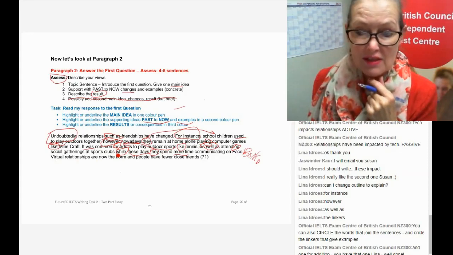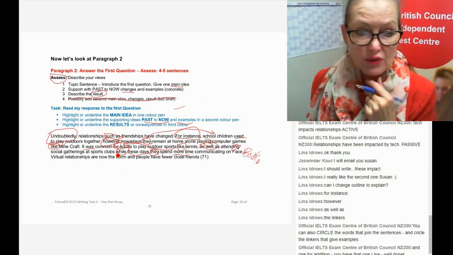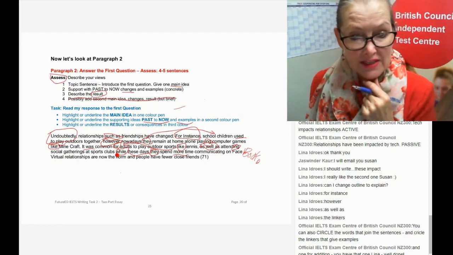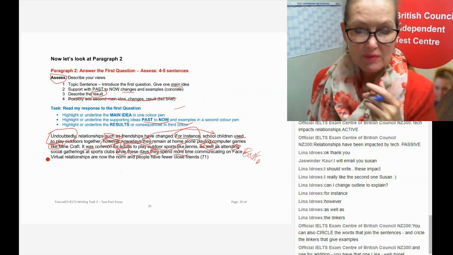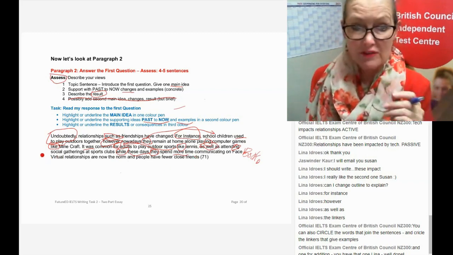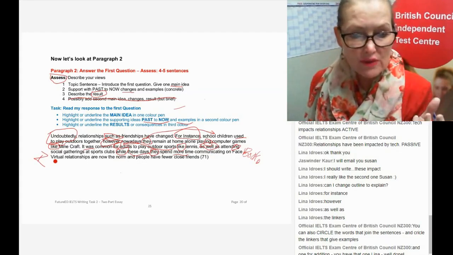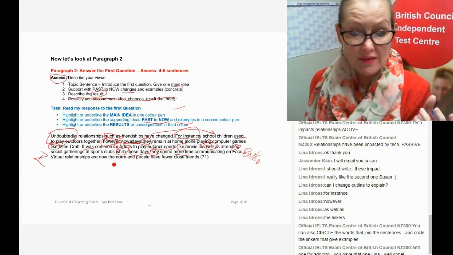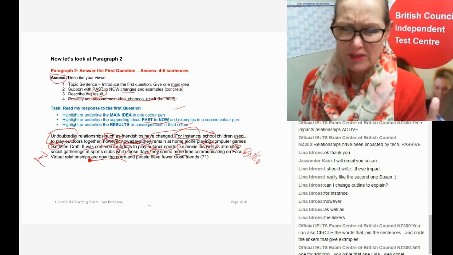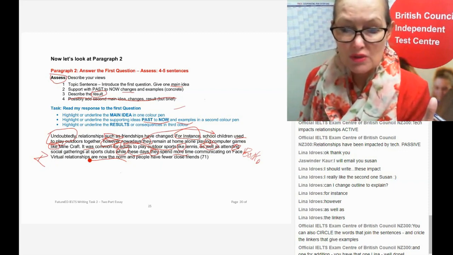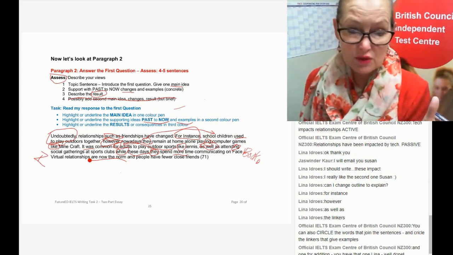For instance, in the past, children used to play outdoors. However, nowadays they remain at home. So I'm covering that aspect of it, and I give 2 examples of that: first the children and then the adults. It was common for adults to play outdoors as well as attending social gatherings at sports clubs.